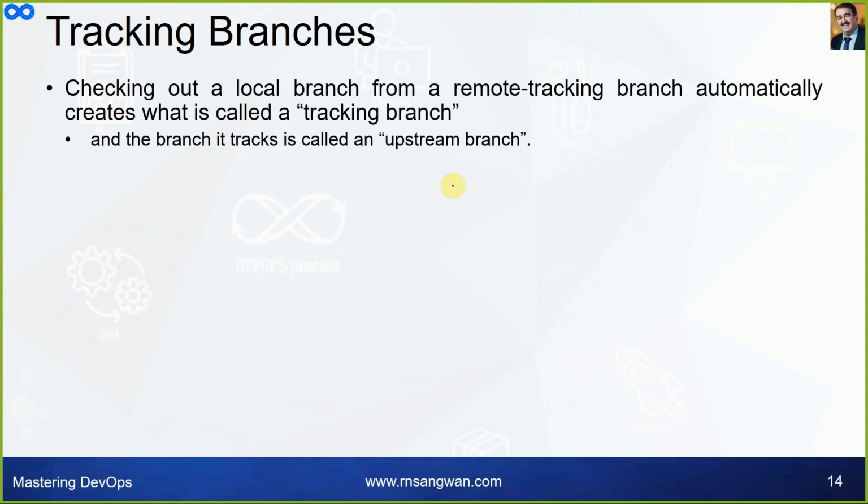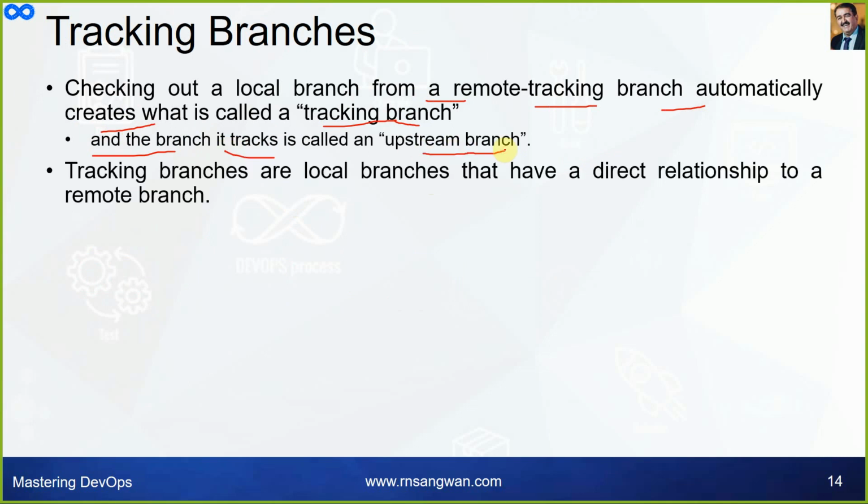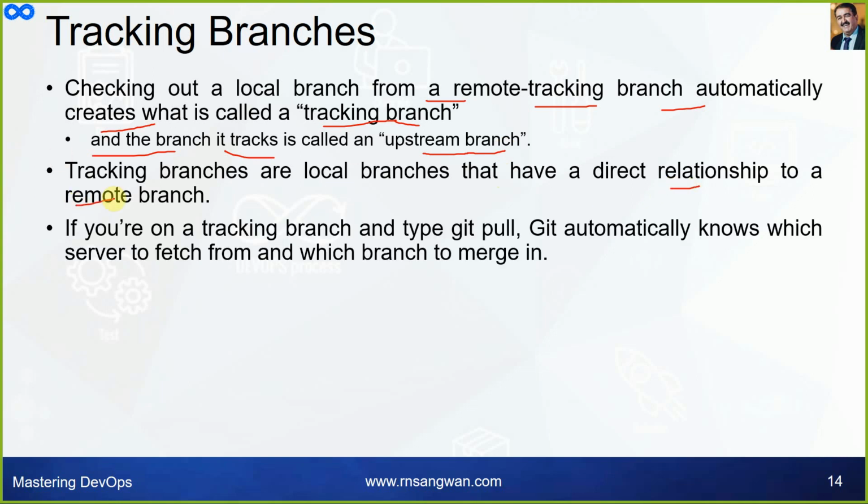So how do we track? Checking out local branches from a remote tracking branch automatically creates what is called a tracking branch, and the branch it tracks is called the upstream branch. Tracking branches are local branches that have a direct relationship to a remote branch. If you are on a tracking branch and type git pull, Git automatically knows which server to fetch from and which branch to merge in.